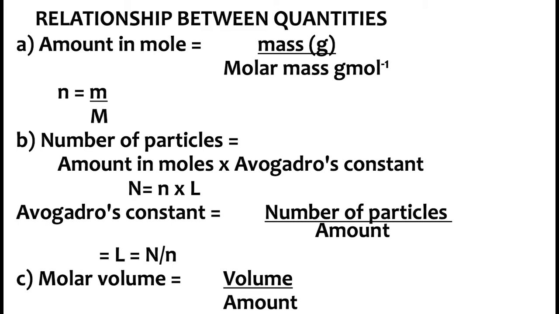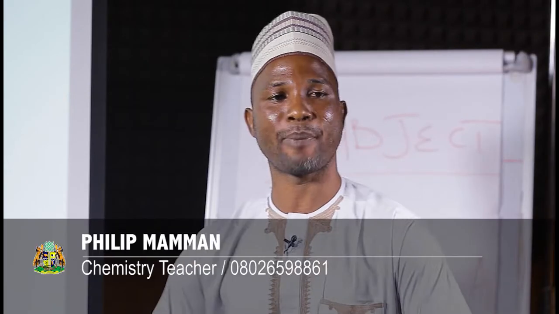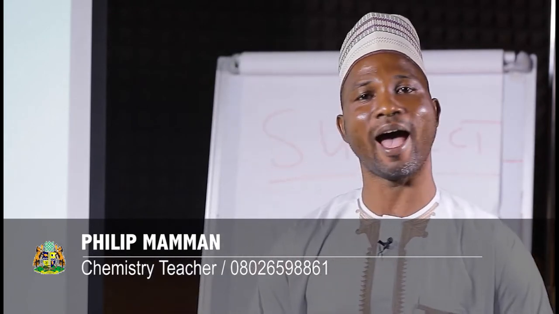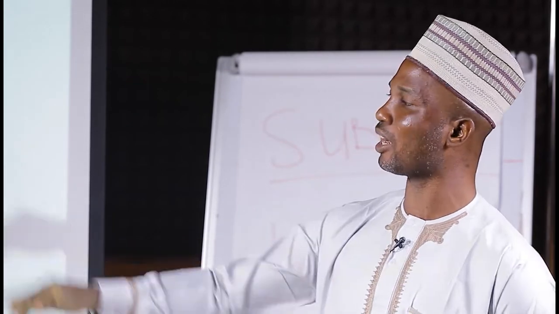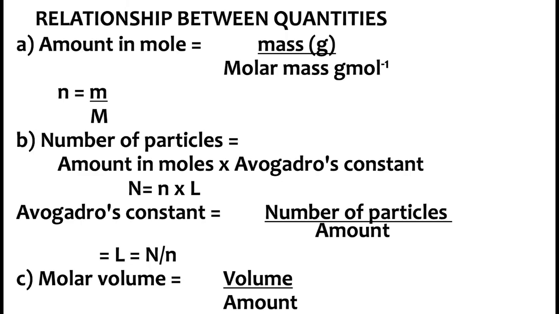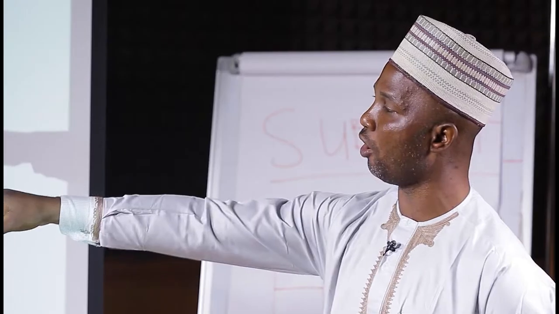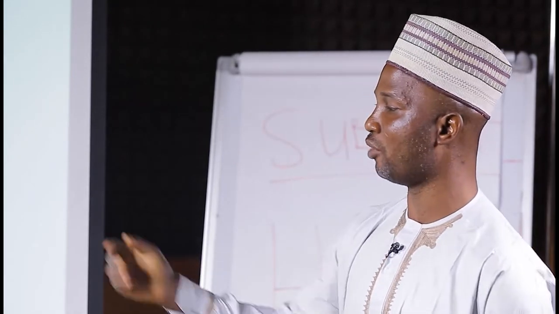Now look at the other one, which is number of particles. Remember, when we say particles, we are talking about molecules, atoms, ions, electrons, just to mention but a few. So when you are calculating number of particles, the formula is amount in moles times Avogadro's constant. Except otherwise stated, Avogadro's constant is 6.02 times 10 raised to the power of 23. And Avogadro's constant is calculated as number of particles all over amount. It's just a play on the formula we mentioned earlier. When you make it the subject of the formula, you arrive at Avogadro's constant.